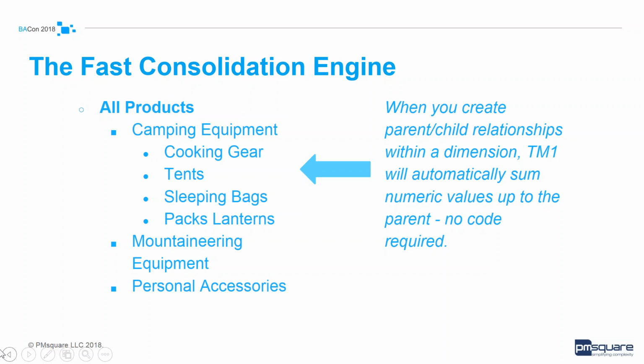And in our example here, cooking gear, tents, sleeping bags, packs, and lanterns roll up to camping equipment. Camping equipment rolls directly to all products. So simply by arranging it this way, the system will sum up all the data for cooking gear through packs and lanterns to camping equipment. And camping equipment, mountaineering equipment, and personal accessories will roll up to all products.